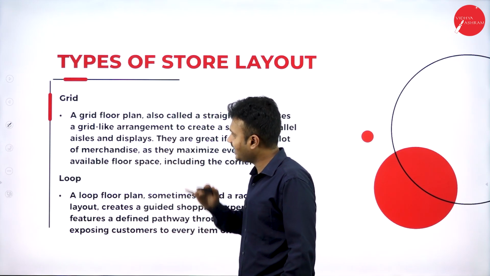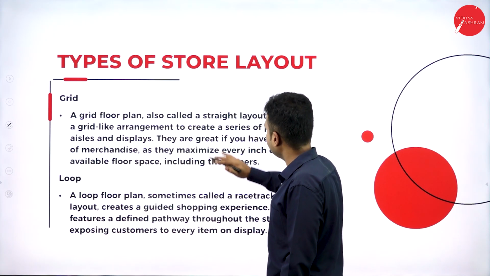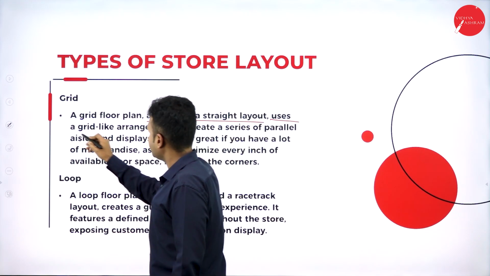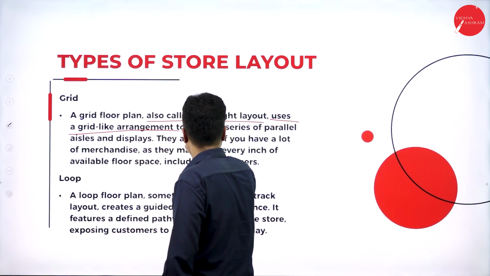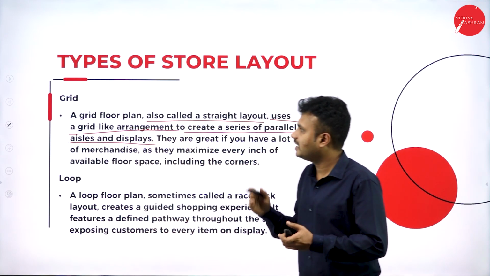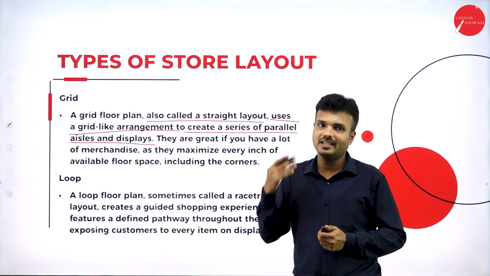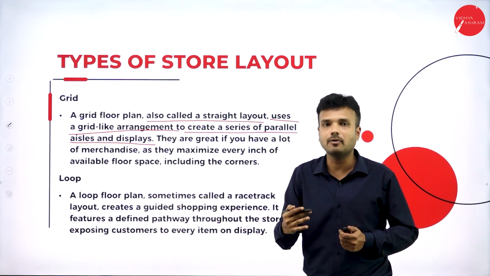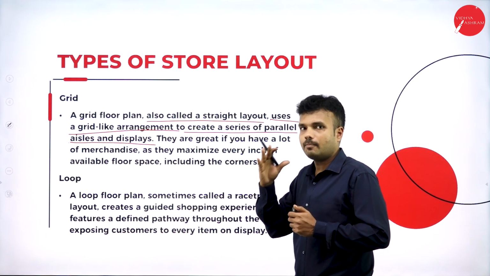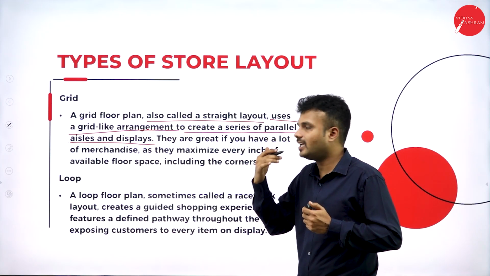The first one is grid layout. What is this grid layout about? A grid floor plan is also called the straight layout. It uses a grid-like arrangement to create a series of parallel easels and displays. So here all the products placed in a retail outlet are placed in a grid way, means all the products are kept in a way that he can purchase the product at any part of the time.